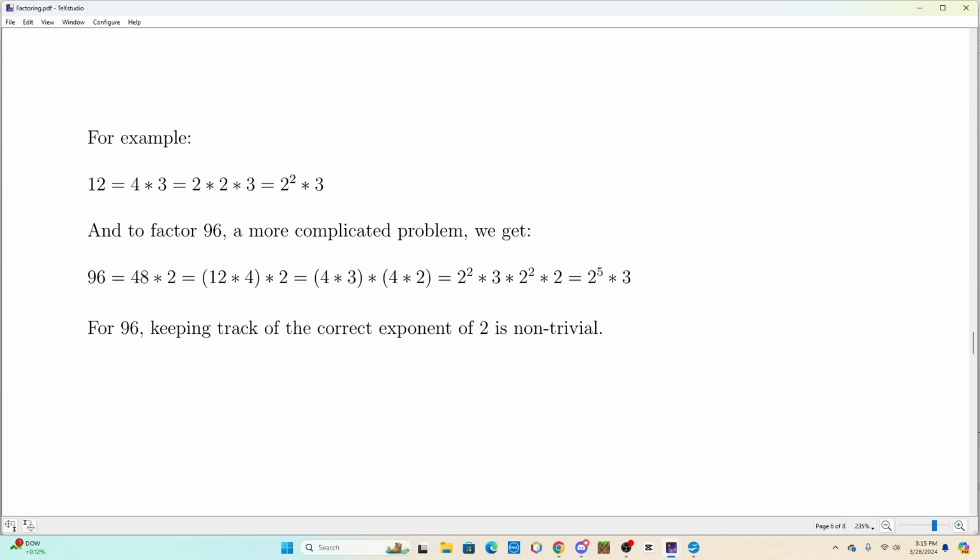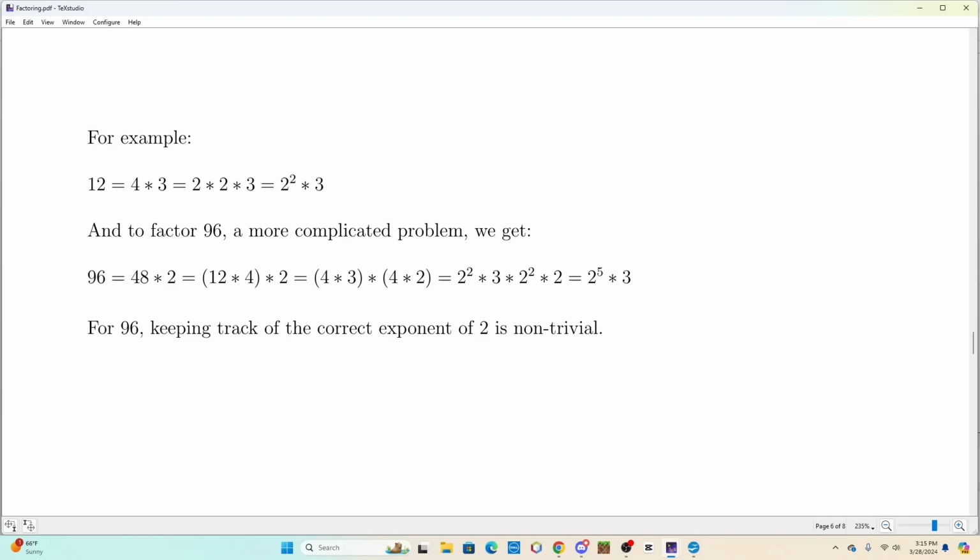For example, 12 is equal to 4 times 3 is step 1. 4 is not prime. So step 2 is 4 is equal to 2 times 2, being careful to include the rest of the factors, the 3 in this case. And the final step is the prime factorization of combining the primes into powers of primes. 2 times 2 is equal to 2 squared, and 3 is 3 to the 1, or just 3. So 12 indeed equals 2 squared times 3.